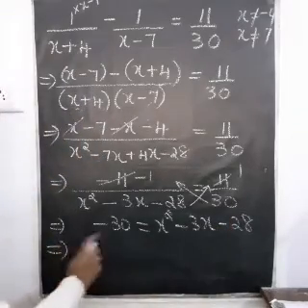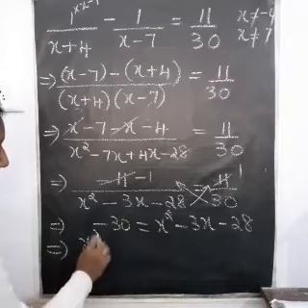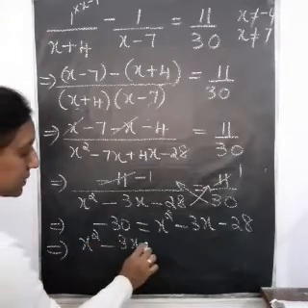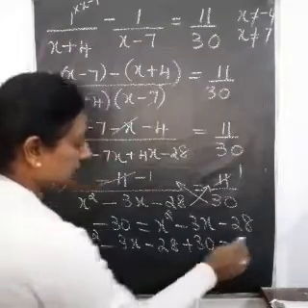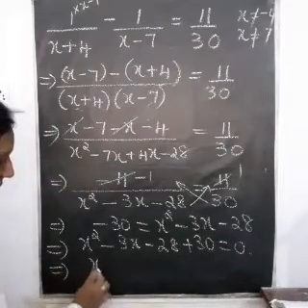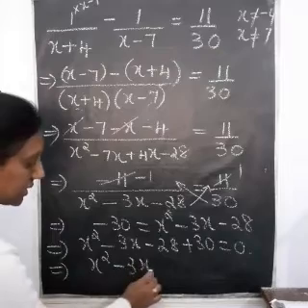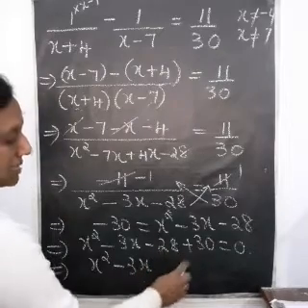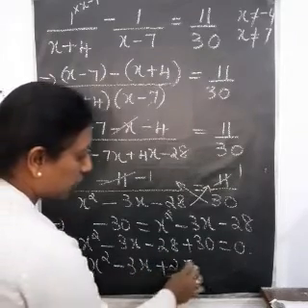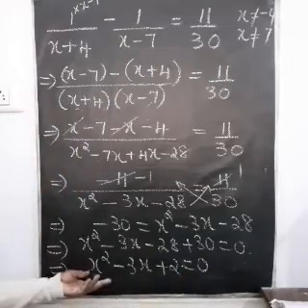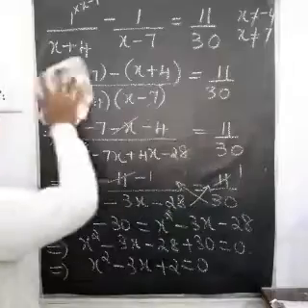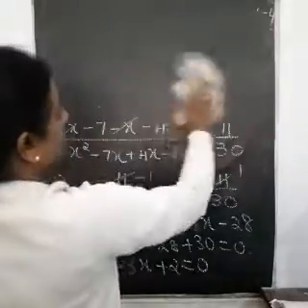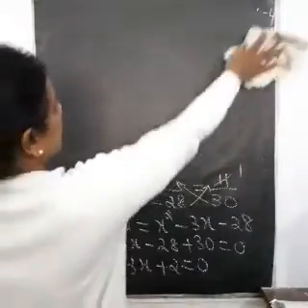Now take 30 to that side. So what will you get? x squared minus 3x minus 28 plus 30 equal to 0. So what will that become? x squared minus 3x. Now minus 28 plus 30 will become plus 2, equal to 0. Now it has become a very simple equation. We can either solve by formula or by splitting the middle term. Shall we try splitting the middle term?